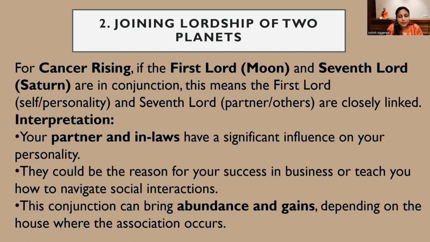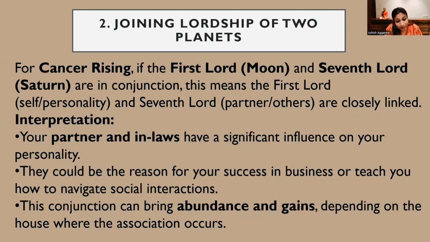Let's take another example. When we talk about lordships in Cancer rising, our first lord is the Moon, and our 7th and 8th lords are Saturn. If these two are interacting or in conjunction, then your partner and treatment are directly influencing you. You will definitely be influenced because the Moon is a benefic planet, and Saturn is a malefic planet. But this also shows that your partner or in-laws have taught you about business or social interactions. You have learned from them, whether in a straightforward way or a harsh way.